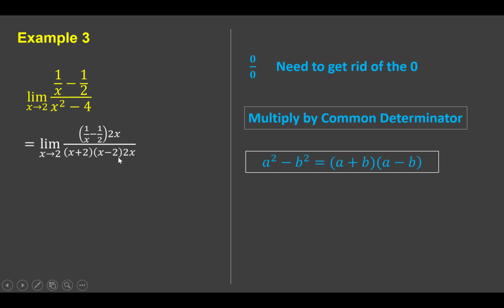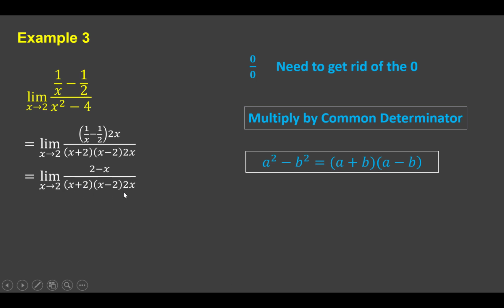Okay, and then you multiply 2x into those two terms, so you get 2x times 1 over x. The x's cancel each other, so you have a 2 here, the minus, and 2 and 2 cancel, so you have x there. On the denominator, just keep it. Don't multiply 2x into this, because you want things to be factorized. You don't want to multiply it out.